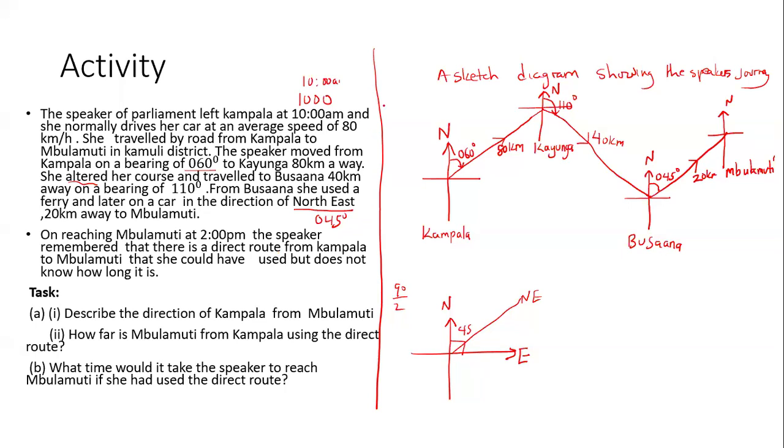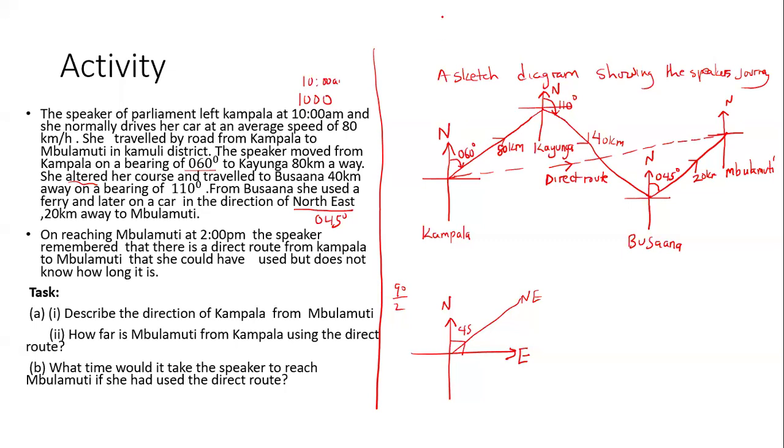Now, since they have told you the direct route, I'm going to come here and say direct route. Because this is Kampala and this is Bulambuti, my direct route is going to join Kampala to Bulambuti. I can use dotted lines like that. Then I will say, this is the direct route. So anything that you are going to draw on your accurate diagram, also indicate it here on your sketch. Now, this is a sample of the sketch that I'm going to draw.